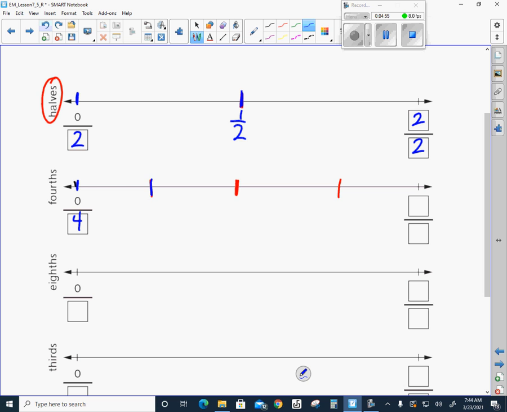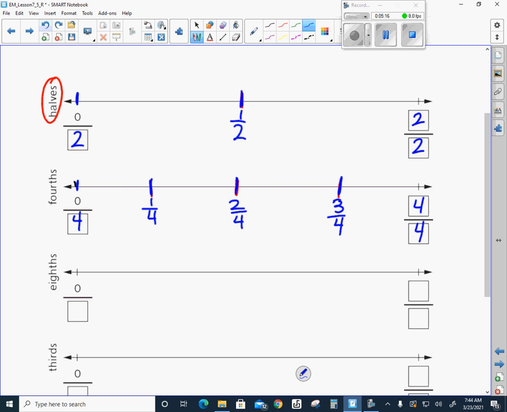If you make it here, you have moved 1 out of 4 spaces. If you make it here, you have moved 2 out of 4 spaces, or 2/4. If you move here, you have moved 3 out of 4 spaces, or 3/4. And if you get clear down to the end, you have gone 4 out of 4 spaces, or 4/4.